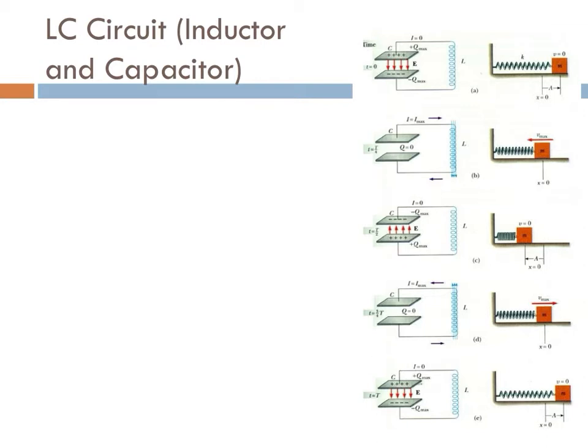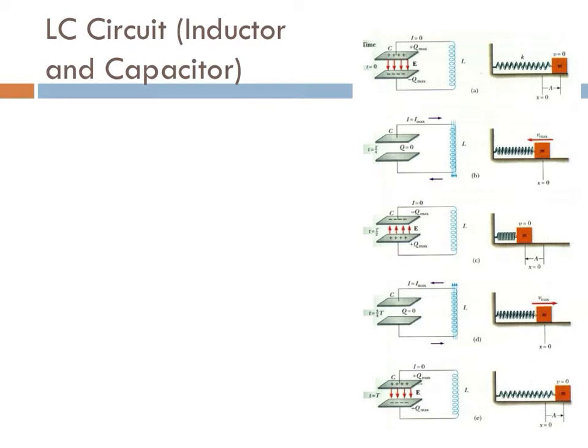So if you had perfect conductors and perfect insulators, capacitors, then you would actually have a system that would go on forever. But we know that we actually have resistance in these wires, so that's not going to happen.